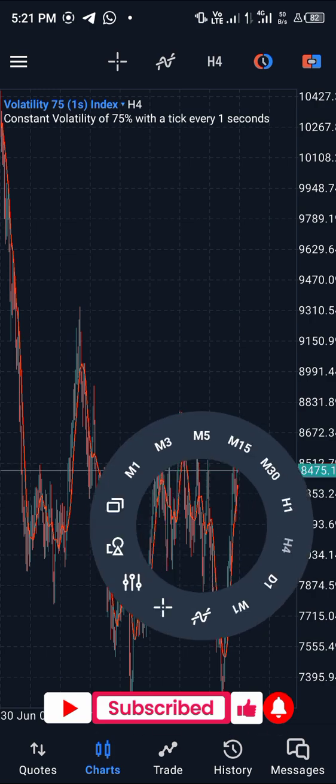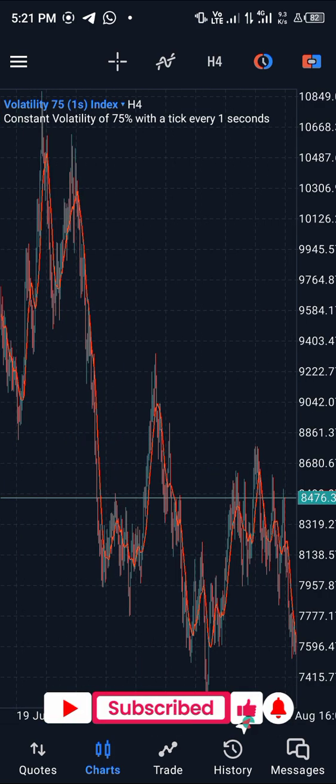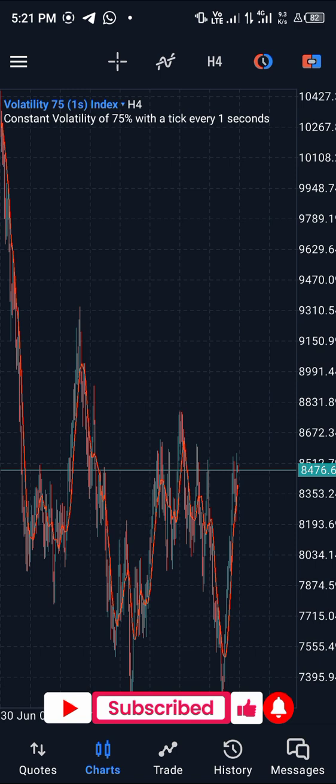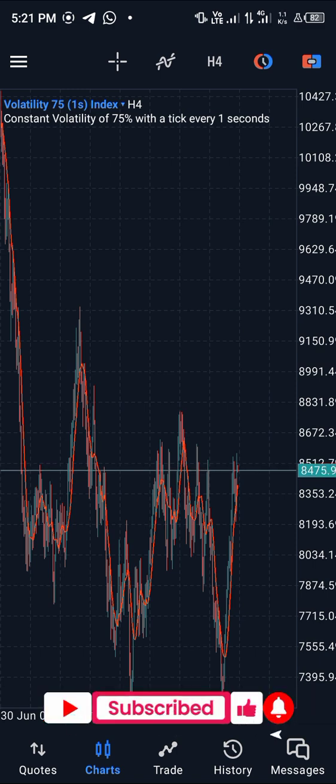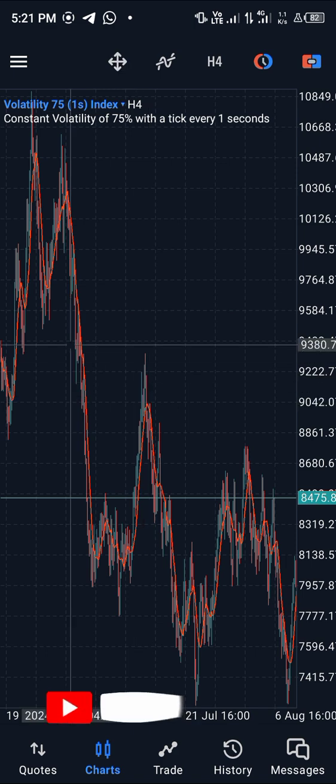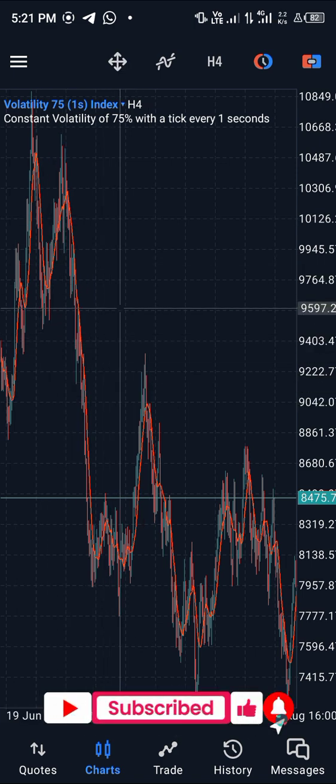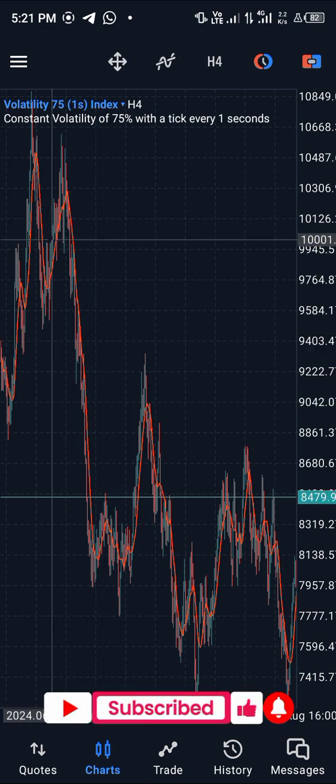This is a Volatility 75 (1s) index. Now we're going to be doing some small market analysis on what is currently happening on the market. Basically, the Volatility 75 (1s) index has been trading on a downtrend. You understand? Now let's analyze it step by step.